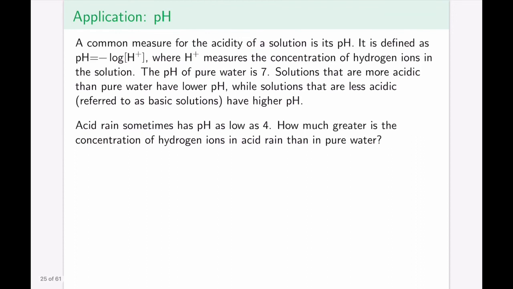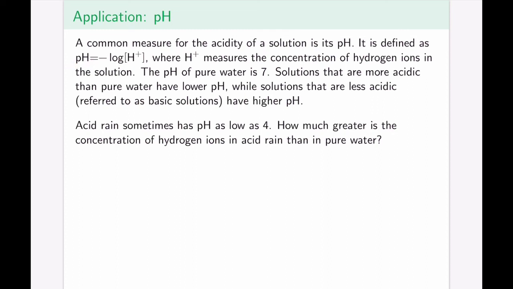For the final example here, let's take a look at a logarithmic model that you likely have encountered in your other classes, and that is the pH. The pH is actually a common measure of the acidity of a solution, but it is defined as a logarithm, in fact, a negative logarithm of a concentration of hydrogen ions in the solution. Okay, so pH is itself a logarithmic measure.